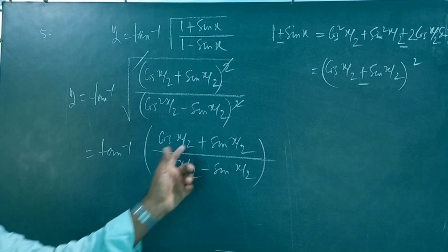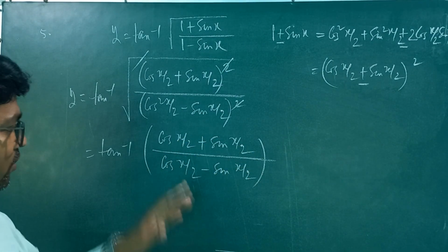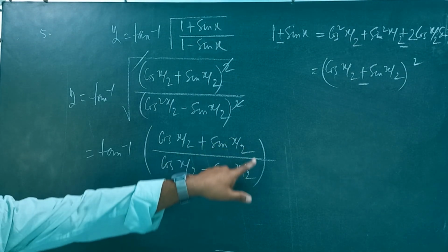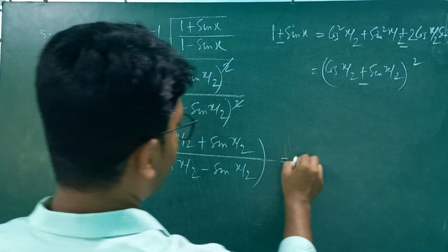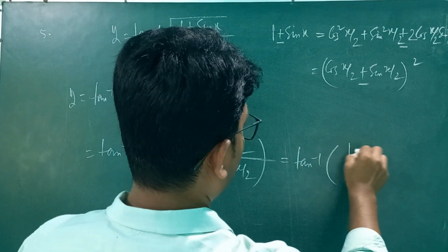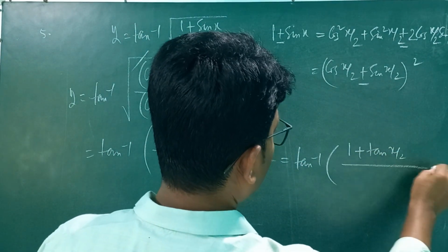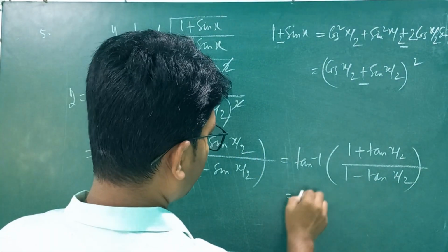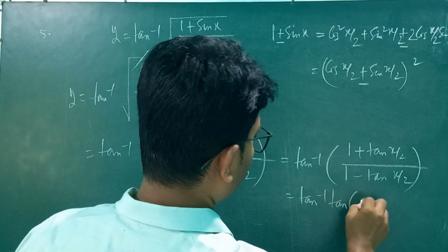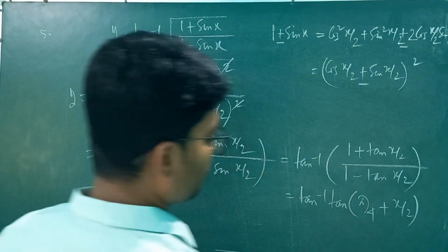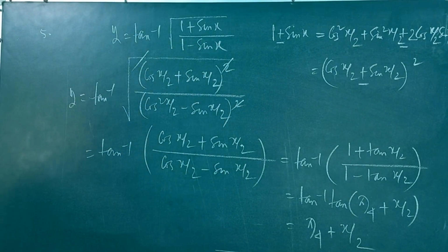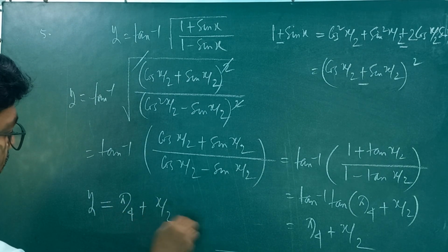Now you know this is a very conventional structure. You can easily convert it in the form of tan by dividing cos x by 2 in numerator and denominator. So it will become tan inverse of 1 plus tan x by 2 over 1 minus tan x by 2, and this one is tan inverse tan of pi by 4 plus x by 2. That is only pi by 4 plus x by 2. So see, now your y becomes pi by 4 plus x by 2 only.